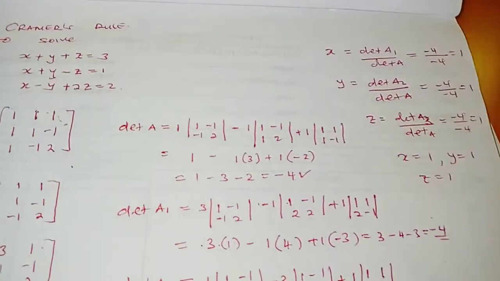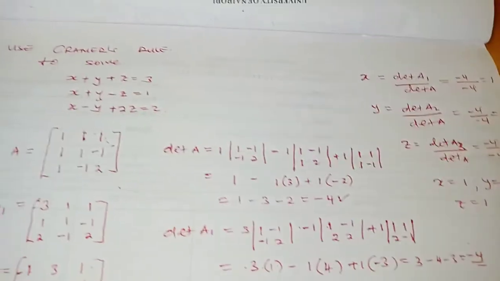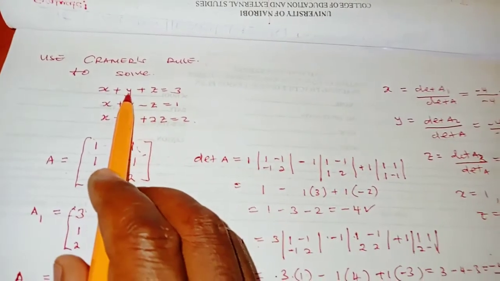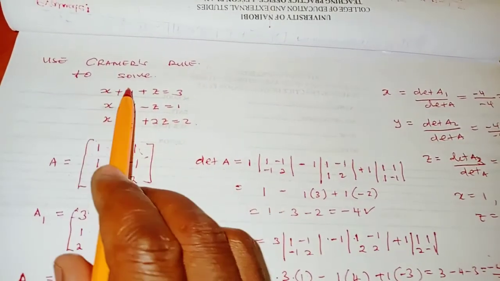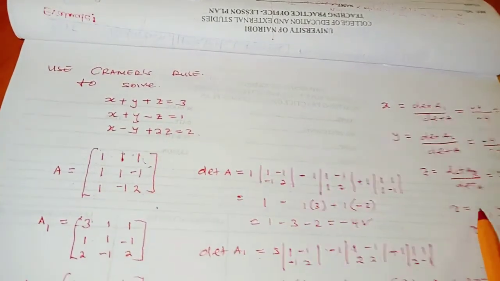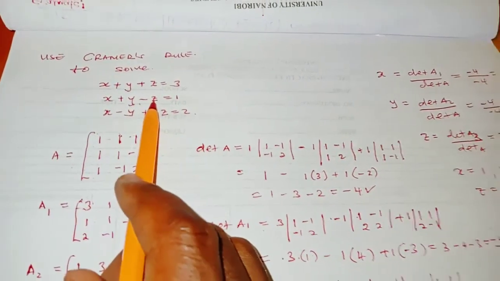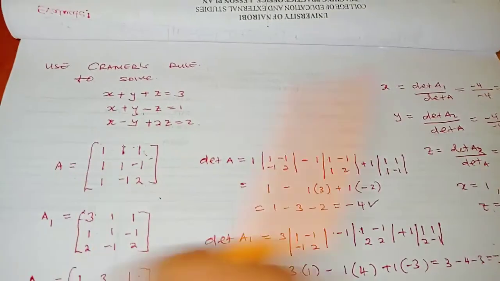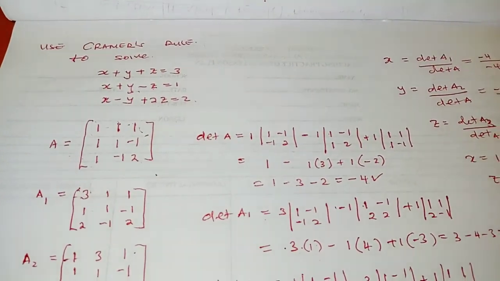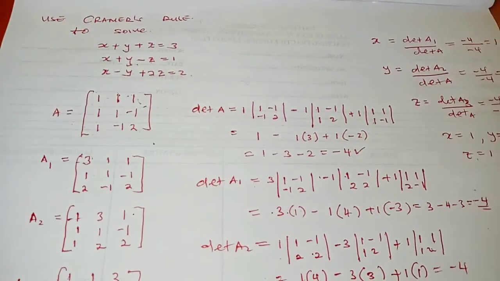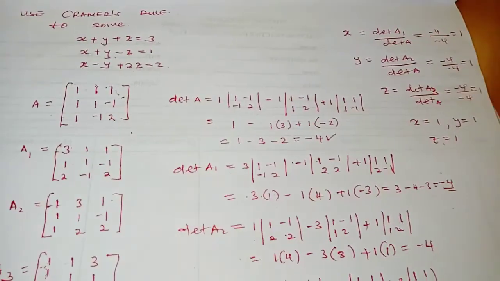Okay, so we can confirm whether these values work in our system of equations. We have x equals 1, y equals 1, z equals 1. When we add them, we have 1 plus 1 plus 1, that's 3. Okay, we check the second equation. We have 1 plus 1 minus 1, that's 2 plus minus 1, that's a 1. Then we have 1 minus 1 for the third one. 1 minus 1 is 0, plus 2 times 1, that's a 2. That's all true. So the values of x, y, and z are 1, 1, and 1 respectively. Thank you.